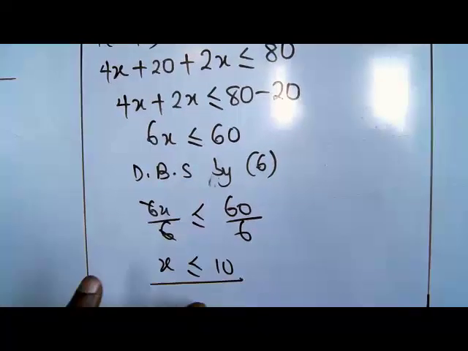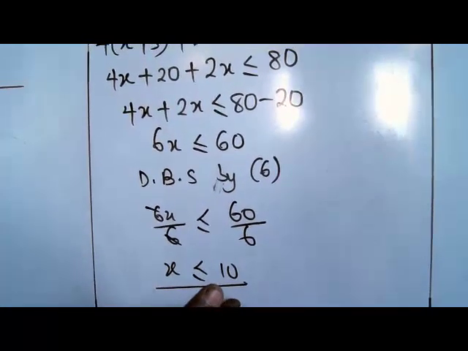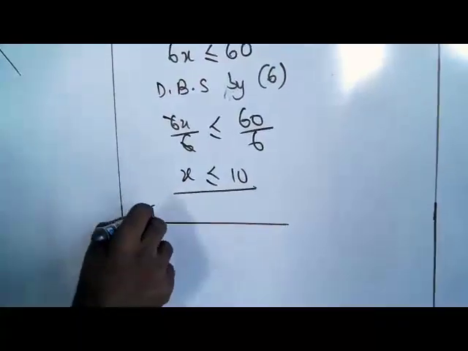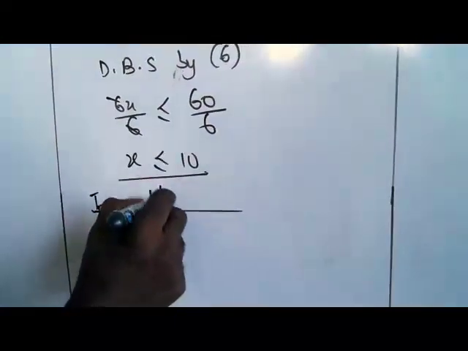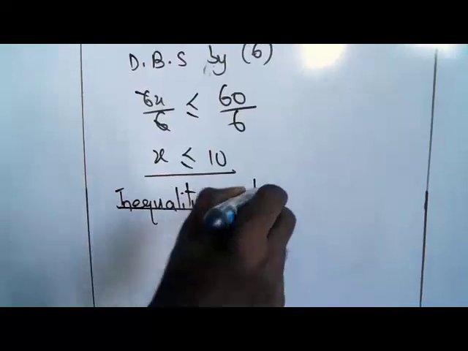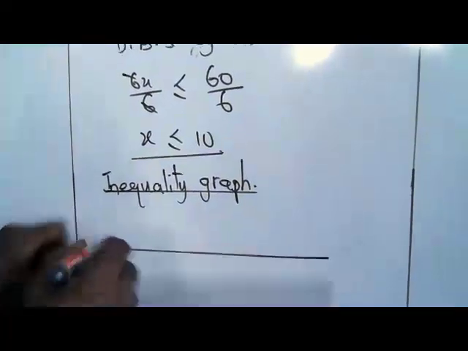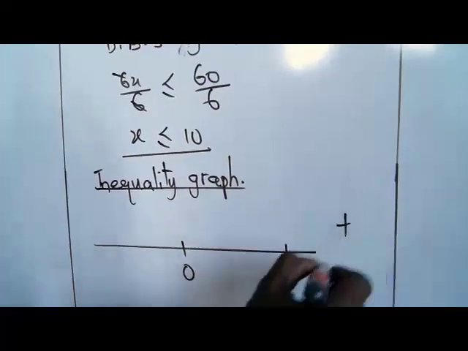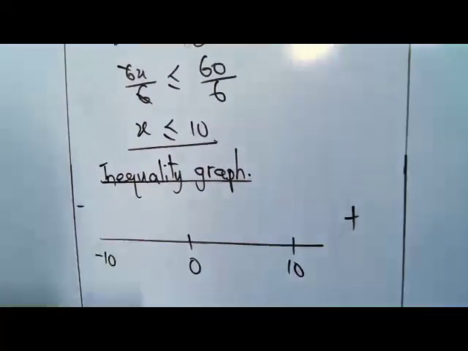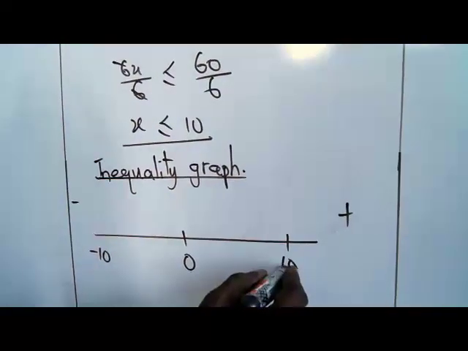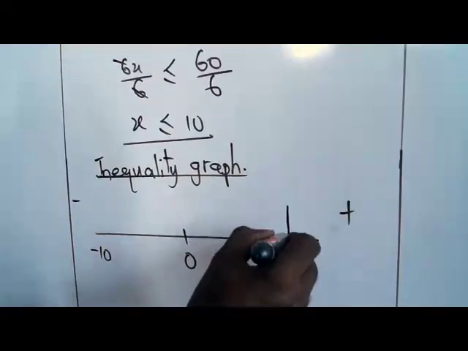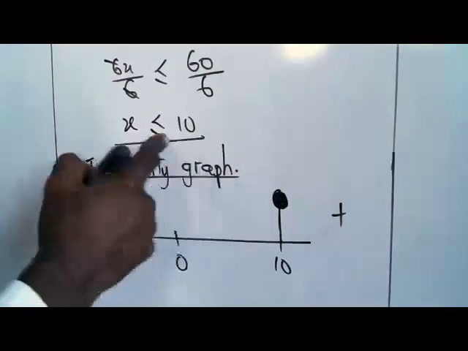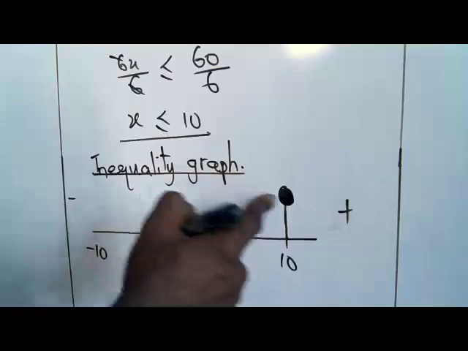Sometimes you can also be asked to draw the inequality graph. That's not part of the question, but let me just quickly do that. The inequality graph that shows this value will be on your number line. Get a center, 0, and then you have a 10 to this side, that's the positive side, and a minus 10 to this side, that is the negative side. If my value is less than or equal to 10, I have this line and this circle. Now this circle is going to be shaded. I'm shading it because it is less than or equal to. If it had been ordinary less than, I would have left it open.